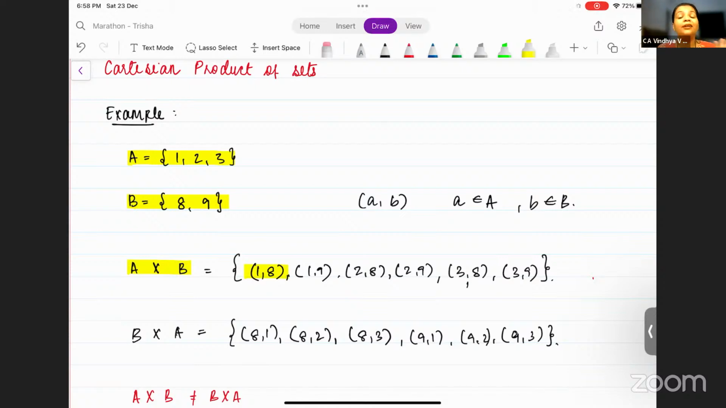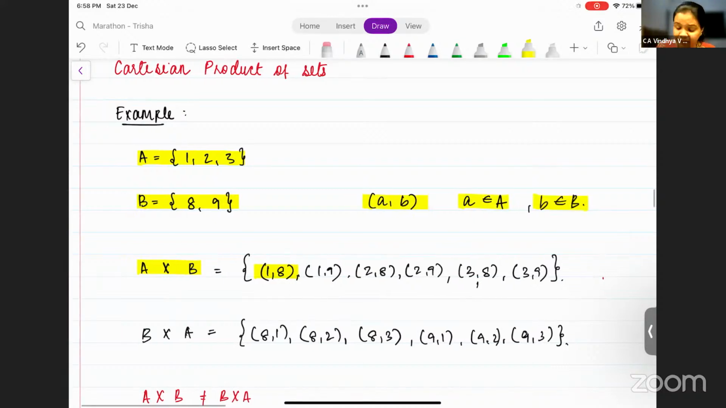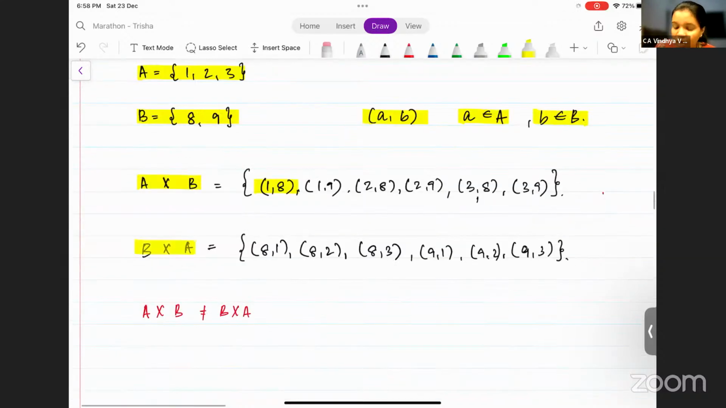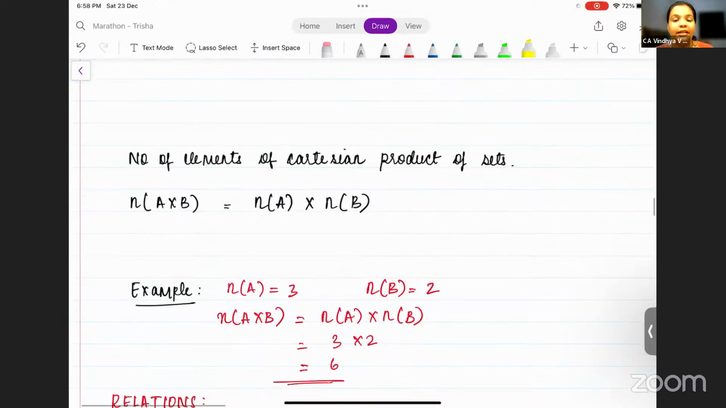So this is nothing but ordered pairs. When I say ordered pairs, the order is important. So the first element belongs to set A, and the second element belongs to set B. In B cross A, the first element will belong to set B, the second element will belong to set A. So (8,1), (8,2), (8,3), (9,1), (9,2), and (9,3). All right, this is your Cartesian product.